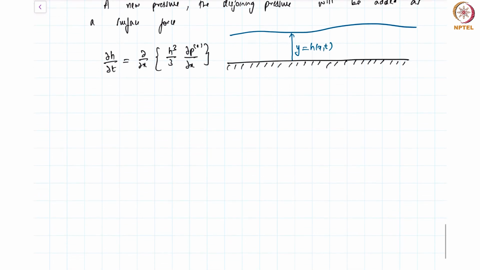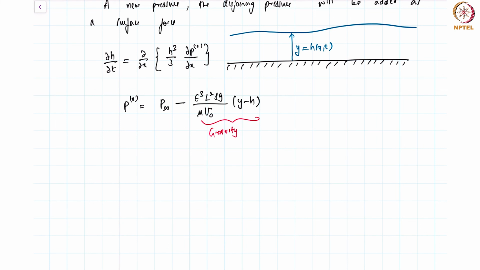Now what we can do is, for this thin film, the pressure that we had here was basically the leading order pressure. We had P infinity, the atmospheric pressure in the gas. Then we had the gravity term, which is epsilon cube L square rho g by mu u naught times y minus h. This is better to call the hydrostatic contribution. Then we had a curvature term, the capillarity term, or the Laplace pressure jump.